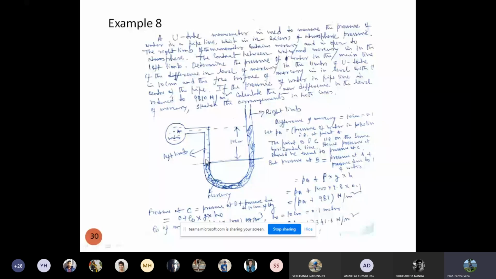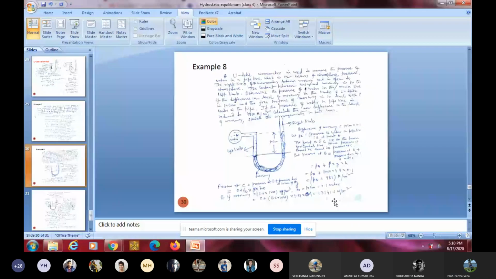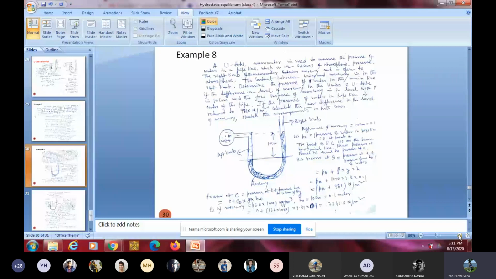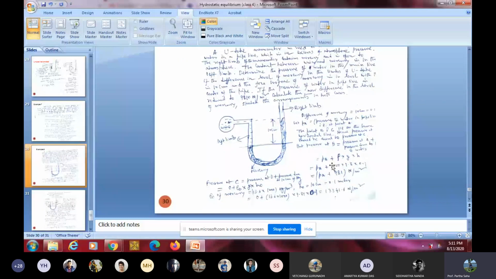But pressure at point B is pressure at A plus pressure due to the water, right? So this is PA plus the height of the liquid, that is 1000, the density of water, into g, and the height is given as 10 centimeter, that is 0.1. That is the total pressure, right? So this is the pressure at this point, PA plus 981 Newton per meter square.